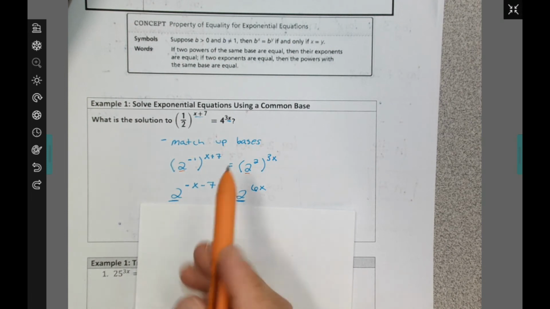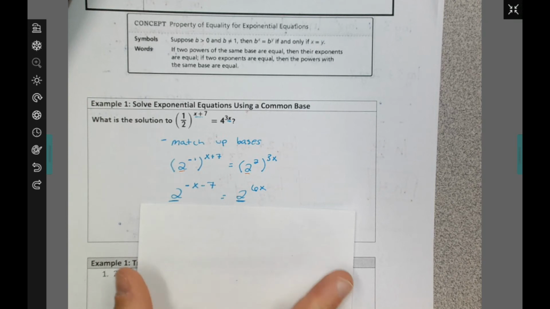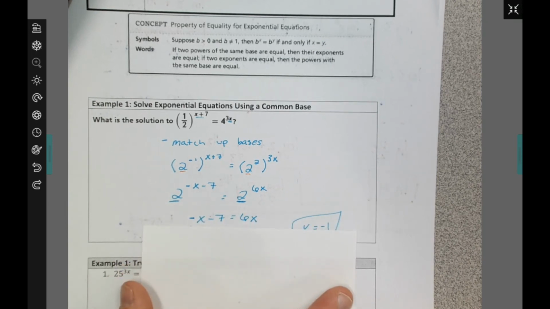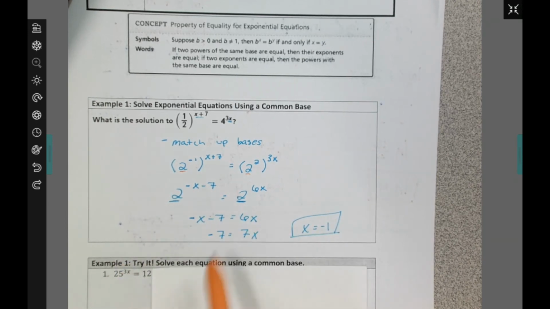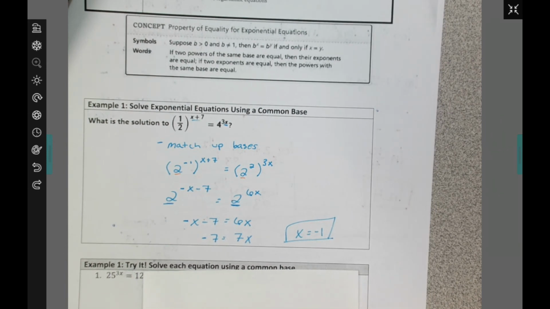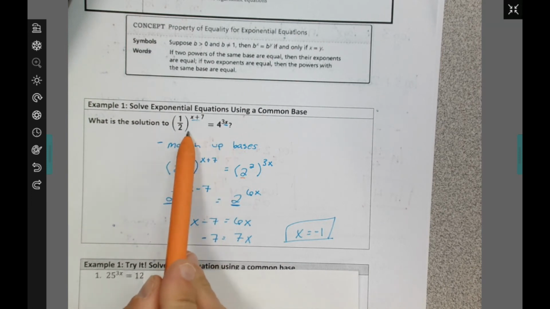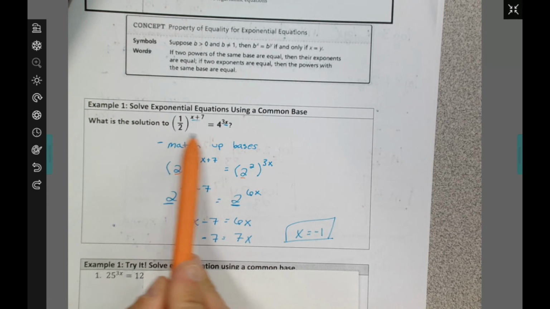Now that the bases are the same, the only thing we have to match up are the exponents. So the way you're going to get those exponents to match up is take them and set them equal to each other. So we have negative x minus 7 equals 6x, and from there, you're just doing an Algebra 1 problem. Okay, solve for x. Get the x's to one side, numbers to the other, solve, and we get x equals negative 1. So again, when you have a power on each side, okay, so an exponential is on each side, we need to go ahead and get the bases to match up one way or another.